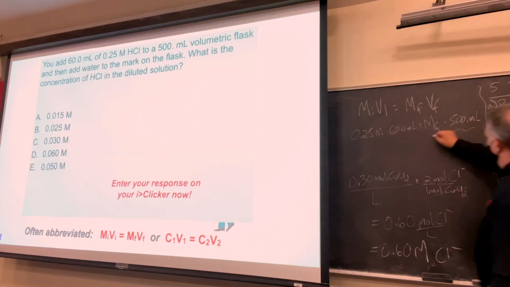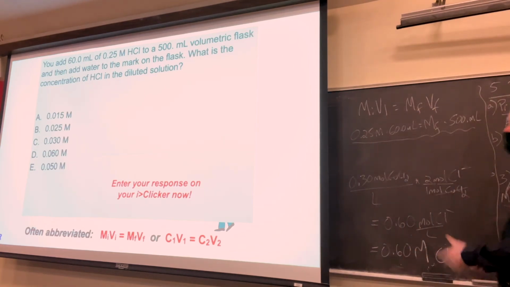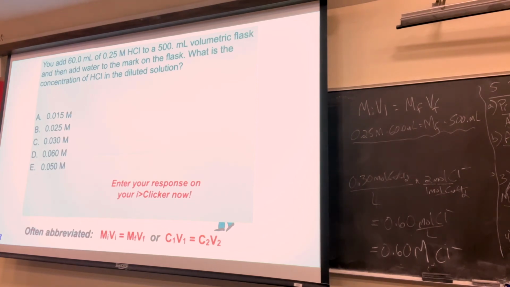So in this equation right here, you would solve for MF. You would take in your calculators 0.25 times 60 divided by 500. You had molarity here, so MF will be molarity right there. This number comes out to be 0.030. So this is how you would use this kind of thing.